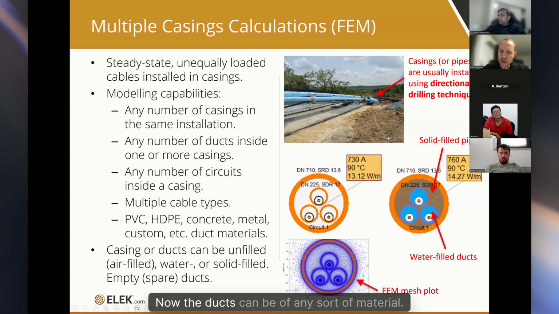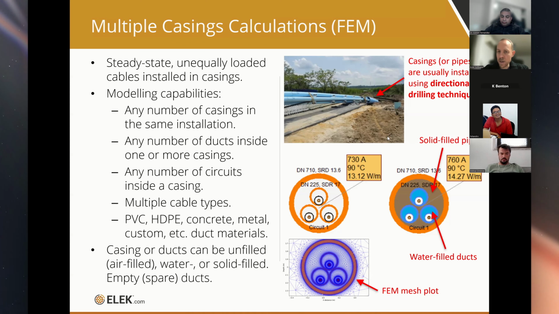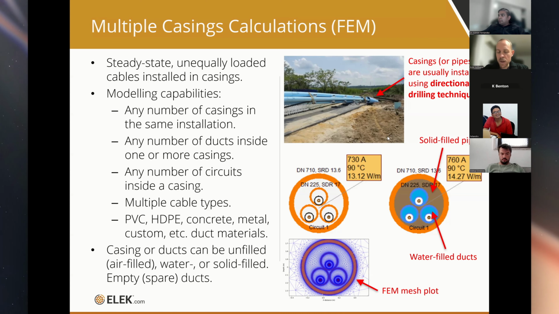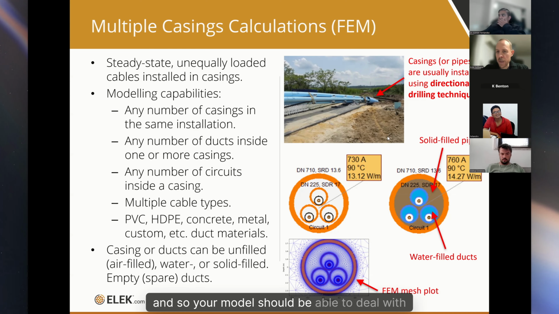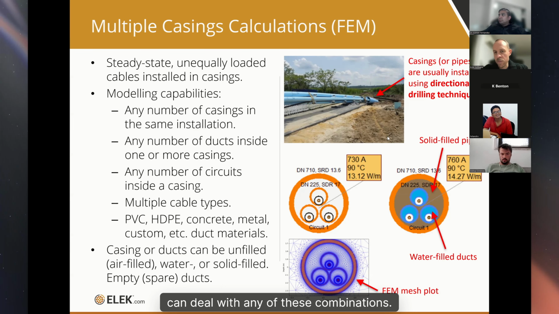Now the ducts can be of any sort of material, so the casing may be plastic, or it may be steel or otherwise, and it can be filled with air or a pumpable material. Generally, it's filled with a pumpable material. The ducts may be filled also with a pumpable material, or there may be sections filled with air or even water. And so your model should be able to deal with that. Our FEM model can deal with any of these combinations.